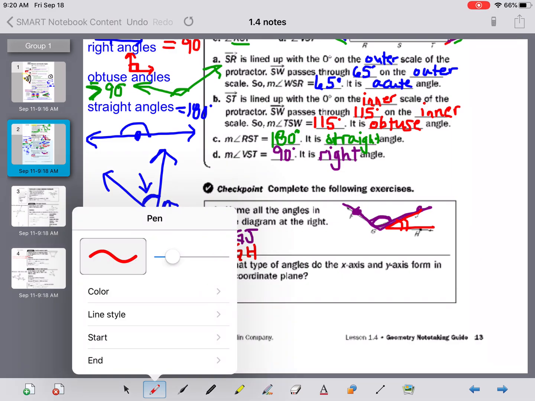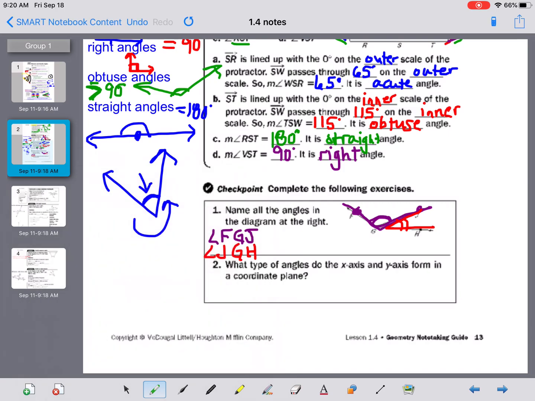And finally, I'm looking for the big one that covers all of them. It's the entire thing, and it looks like I started at F, went to G, and then to H. So I call it FGH, or flip it and call it HGF.